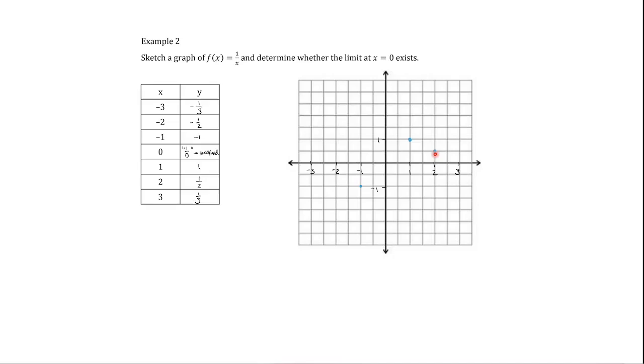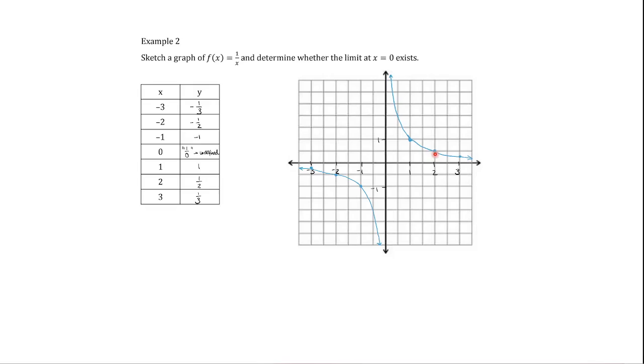And when x is equal to 3, y is equal to 1/3, which I'm going to draw right there. And similarly, here I'm going to have at -2, -1/2, and at -3, -1/3. So connecting these points as best as we can, this is the overall shape that we get, which should be expected, as we should already be familiar with the parent rational function, right?